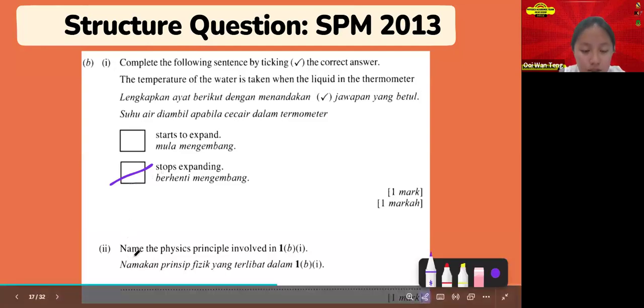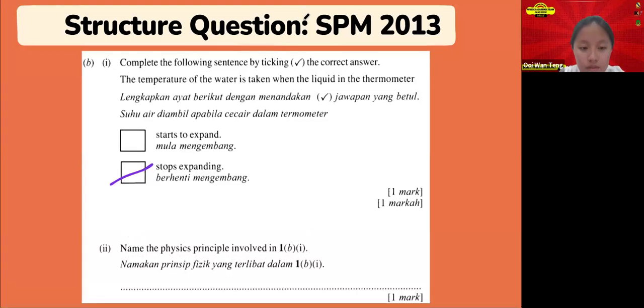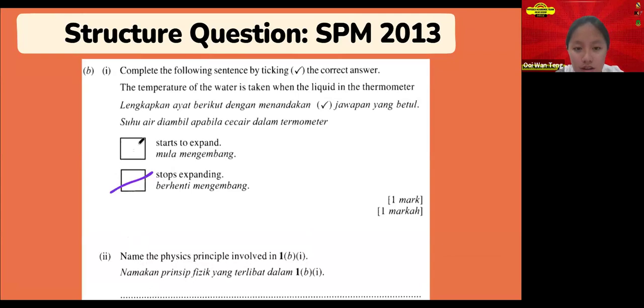Okay, the second question. Name the physics principle involved in 1B1. Can anyone share your answer? Yeah, the correct answer is thermal equilibrium.